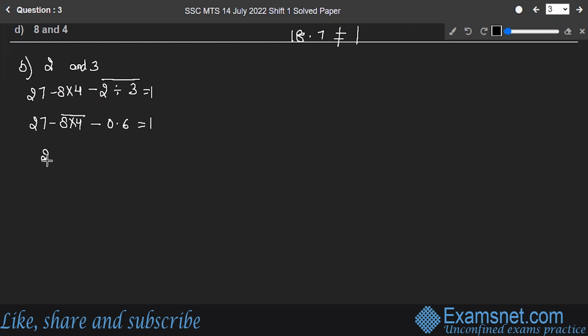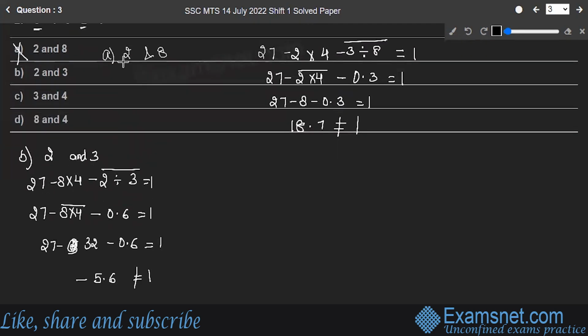Next is the product: 27 minus 32 minus 0.6. It should give you 1. So here it is minus 5.6. It should give you 1, but this is not equal. So B is also incorrect.